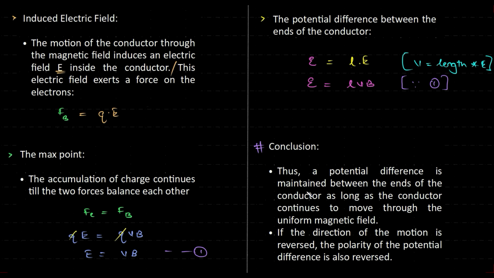So what can you conclude? Thus, a potential difference is maintained between the ends of the conductor as long as the conductor continues to move through a uniform magnetic field. So this is your velocity. If the velocity becomes 0, then this will vanish. If I increase the velocity, then the EMF will increase, as simple as that. If the direction of the motion is reversed, the polarity will obviously reverse.